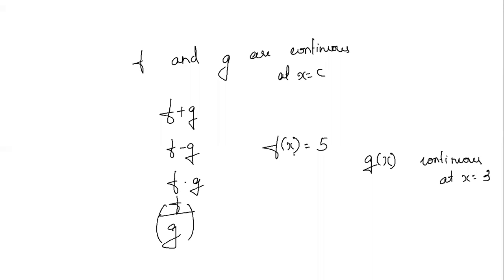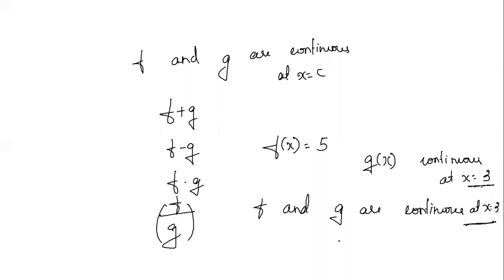So I have taken two functions. The first function is a constant function, which you know is continuous everywhere. Correct? A constant function is always continuous, that is, in the entire domain it is continuous. Then I have taken another function g of x which is continuous at x is equal to 3. So can I say that f and g are continuous at x is equal to 3? Yes, because a constant function is continuous everywhere, so you don't have to specify a particular point. But g is continuous at x is equal to 3. So you can conclude that f and g are continuous.